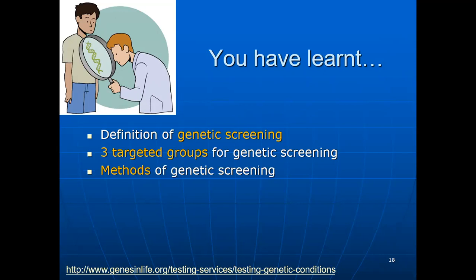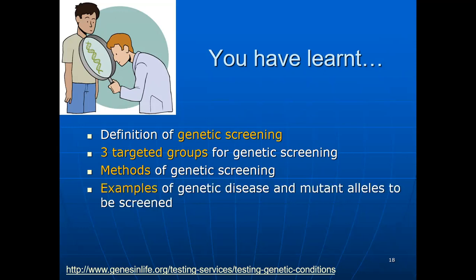And methods of genetic screening I've shown you for prenatal screening. Okay, you have amniocentesis, you have chorionic villus sampling, and you've got non-invasive genetic screening. 3 ways. Then examples of genetic disease and mutant alleles to be screened. There are 3 diseases that we mentioned, right? Breast cancer, BRCA1, BRCA2 genes that are mutated. Then we have Huntington's disease, which is the HTT gene that is mutated. Then we've got cystic fibrosis. What is the gene? CFTR, right? Cystic fibrosis. T is transmembrane, R is regulator, the gene that's mutated. Okay?